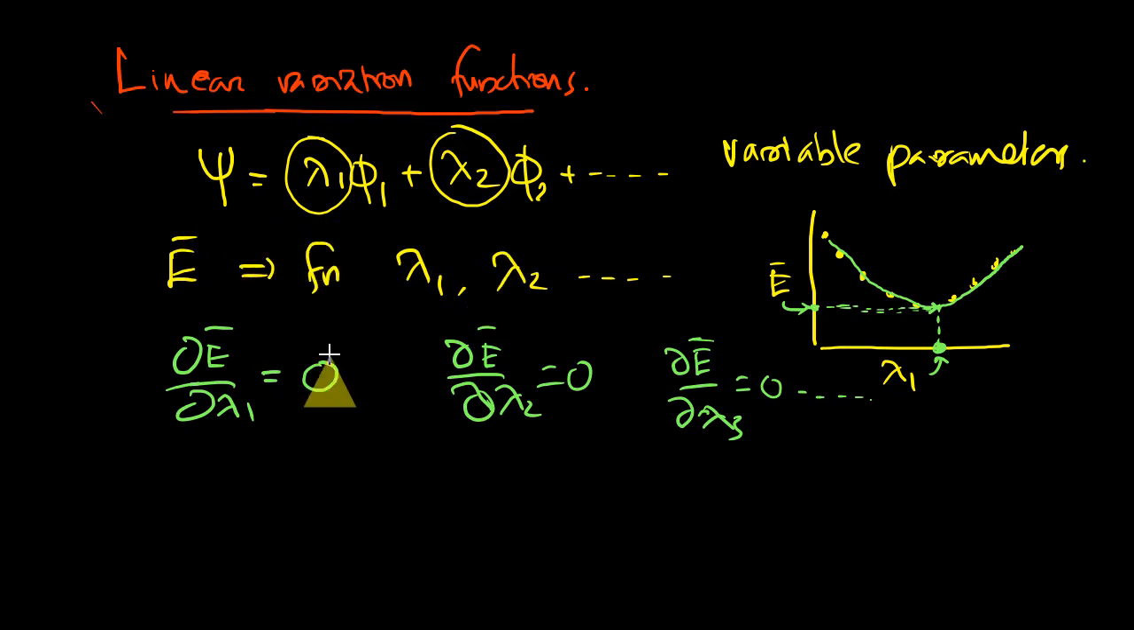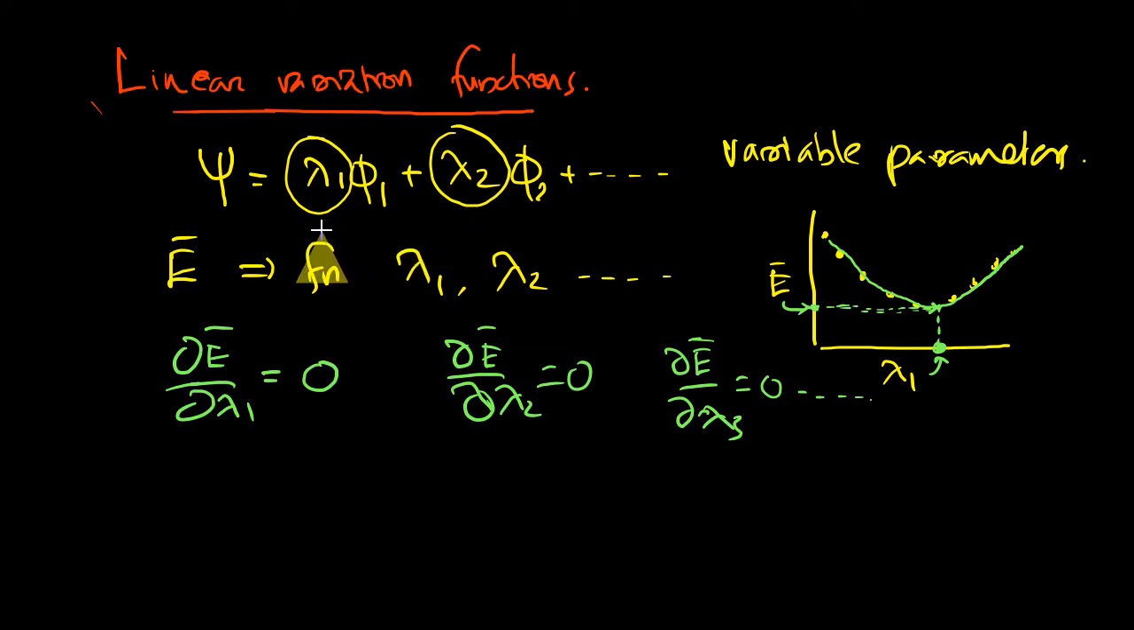Psi is equal to lambda 1 phi 1 plus lambda 2 phi 2 plus lambda 3 phi 3, etc. Means the variable parameters are appearing as such, like lambda 1, lambda 2, lambda 3, etc. Okay, this type of functions are called linear variation functions. So, linear variation function means a trial function which is a linear combination of the eigenfunctions in which the coefficients of the functions are lambda 1, lambda 2, etc.